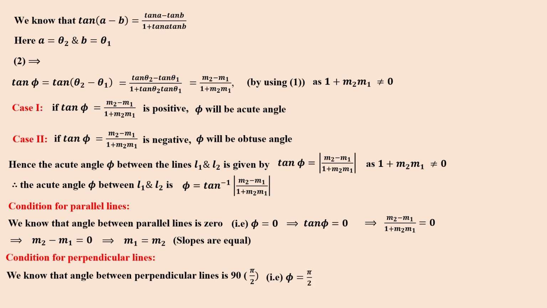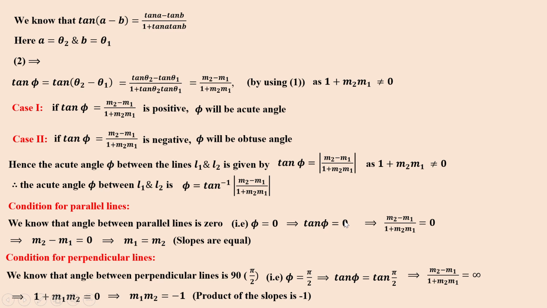So θ is equal to π by 2. Tan θ is equal to tan π by 2. That implies (m2 minus m1) by (1 plus m2 m1) equal to infinite. When some number is infinite, definitely the denominator should be 0. 2 by 0, 3 by 0, 5 by 0, minus 3 by 0, everything is infinite. So the possibility is 1 plus m2 m1 equal to 0. Therefore m1 m2 is equal to minus 1. Product of the slopes is minus 1, right?